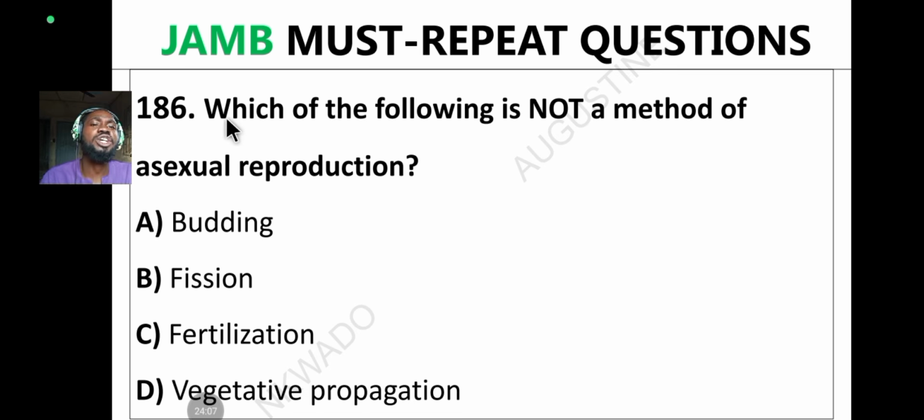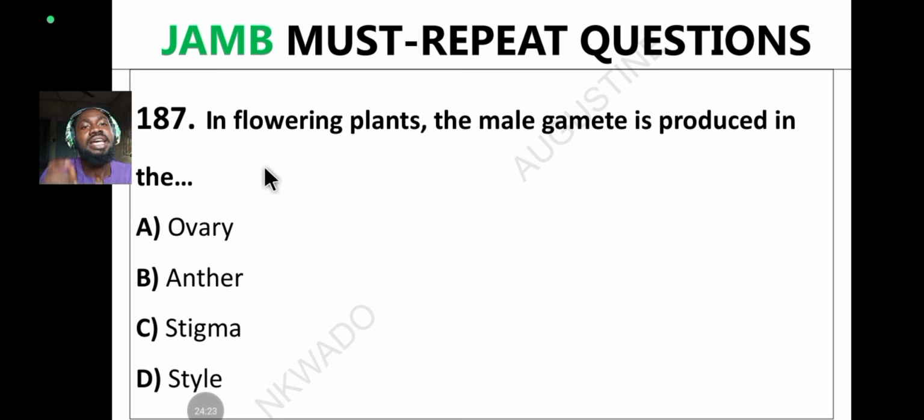JAMB must-repeat question. Question 186. Which of the following is not a method of asexual reproduction? A. Budding. B. Fission. C. Fertilization. D. Vegetative propagation. What's the answer? Give me the answer in the comment section. Question 187. In flowering plants, the male gamete is produced in the what? A. Ovary. B. Anther. C. Stigma. D. Style. What's the answer? Drop that answer in the comment section. I want to be sure you understood.